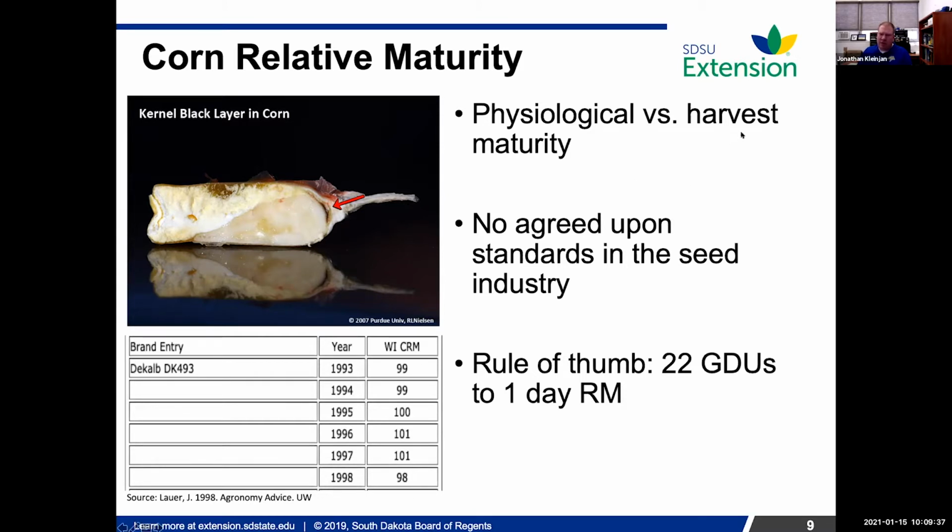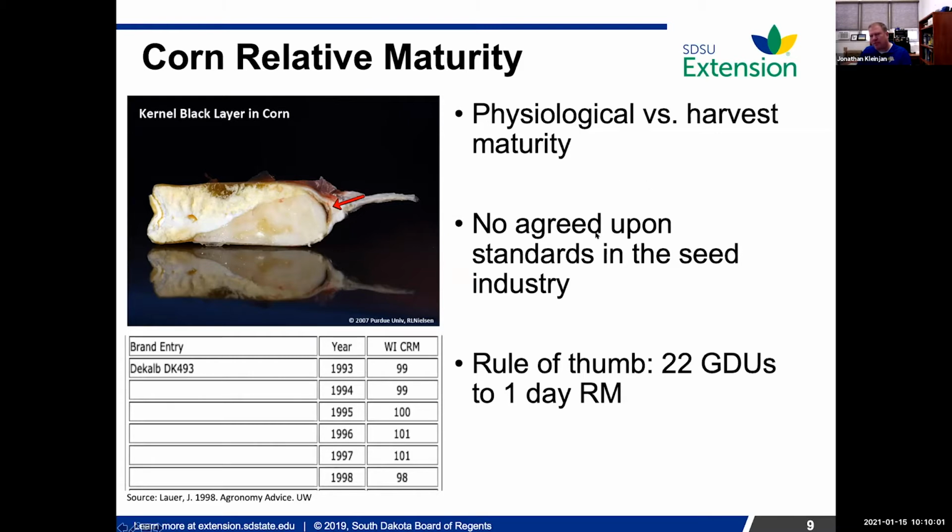Now harvest maturity, and this is where it becomes kind of fuzzy, because harvest maturity is when you can harvest the corn without any damage to the corn kernel. Basically when you can harvest corn and it behaves kind of like dry corn. So once you get down to about 25%, that's where harvest maturity comes into play.